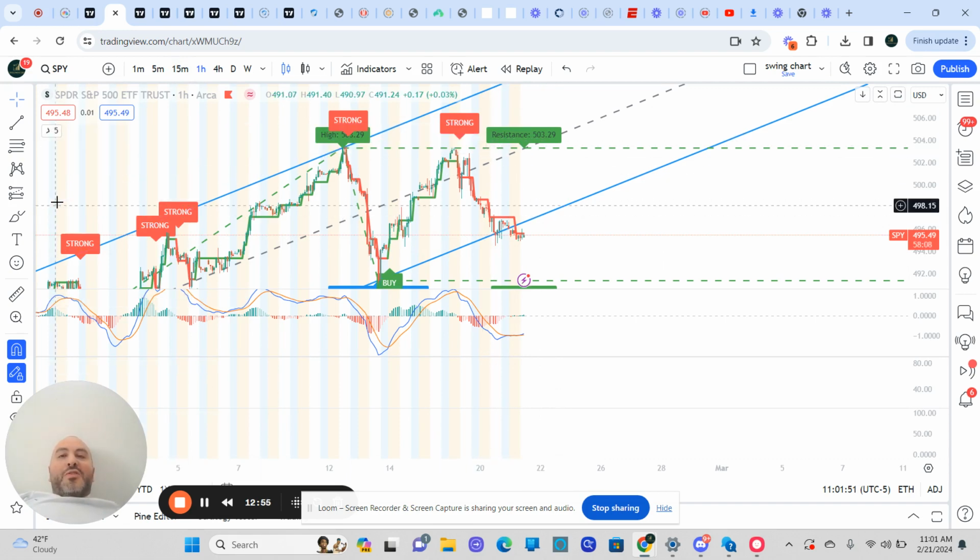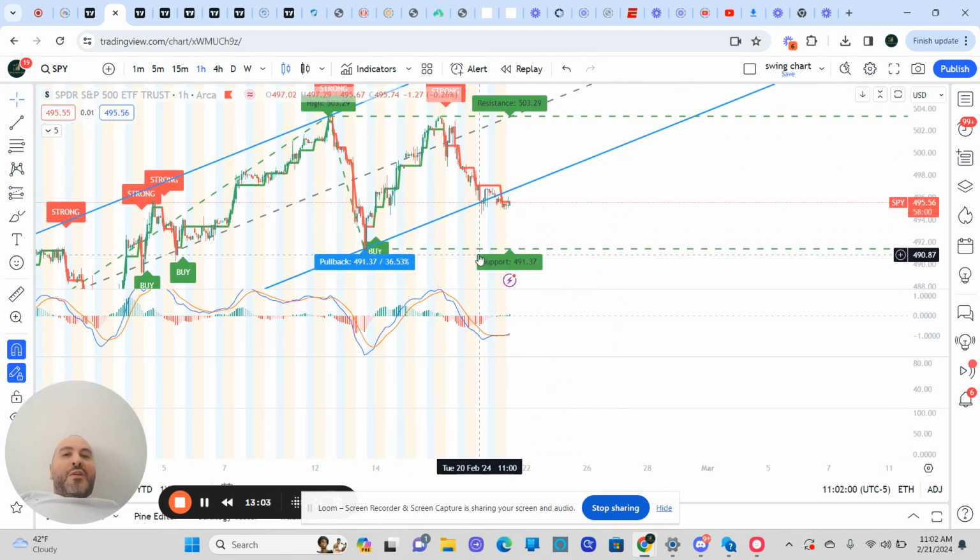It also gives you support and resistance levels. So here, as you can see, we have a high of around 503, and then we have some support here at 491. So, you know, it looks like, again, we could bounce somewhere around here possibly. But what would we look for? We would look for our MACD cross, right? And we would look for our buy signal. And when we get that, we could then enter some calls.